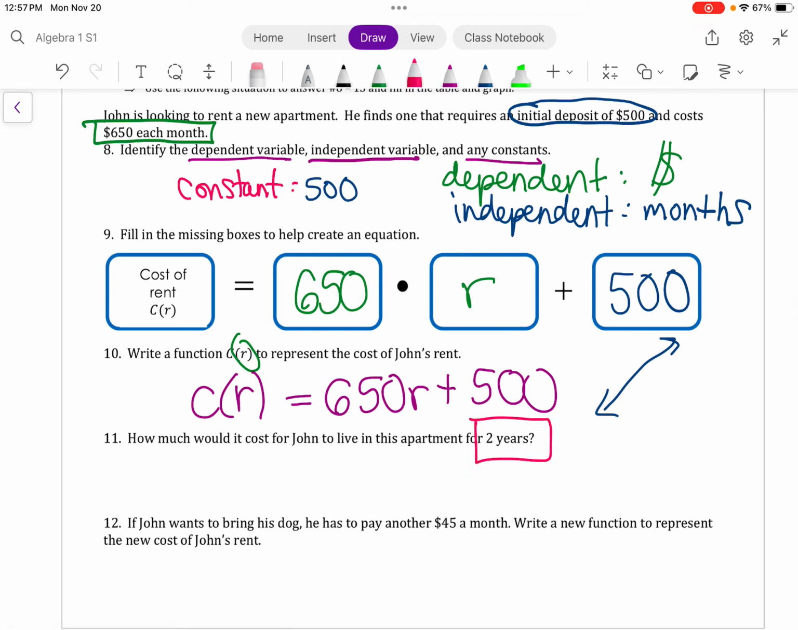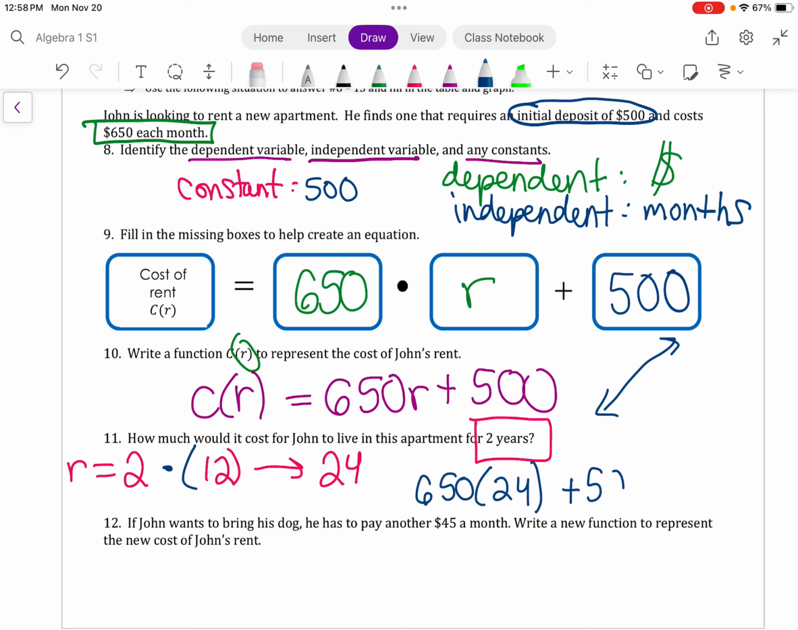Well, how many months is that, y'all? Okay, well, 2 times, there's 12 months out of the year, so we have 24. So we're going to plug 24 in for R, okay? So 2 years times 12. Okay, and that's 24. So I'm going to do 650 times 24 plus 500 and see how much that costs.